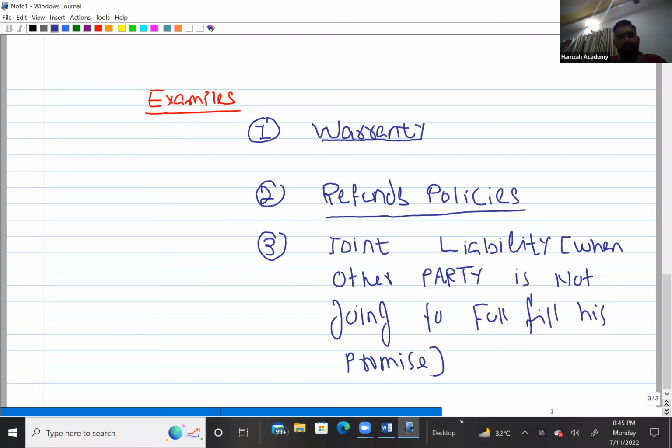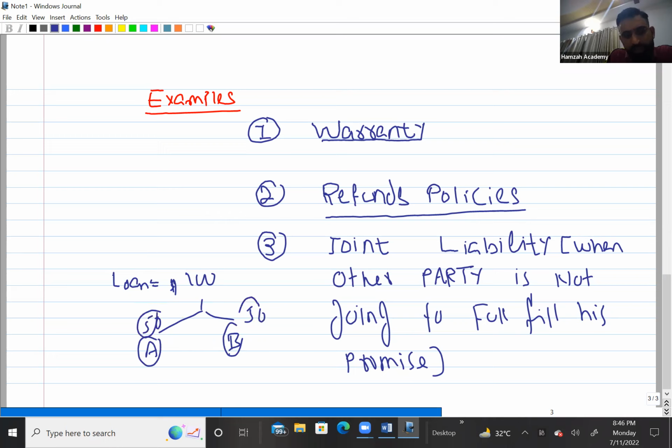Now, for example, two companies take a loan of $100 million jointly, company A and company B. Each company has $50 million in their pocket and they are jointly liable for this $100 million. Now, in the books of company A, company A has booked its part of the liability, which is $50 million.